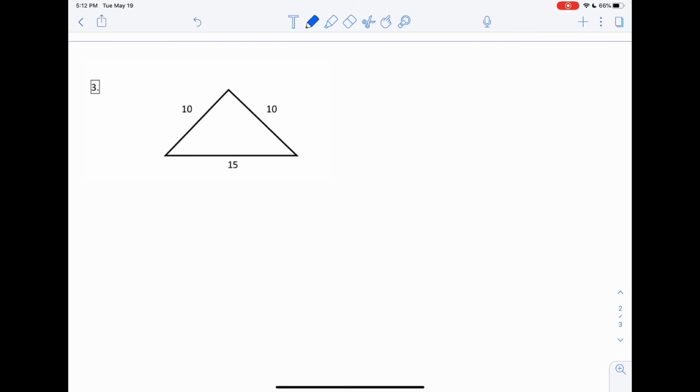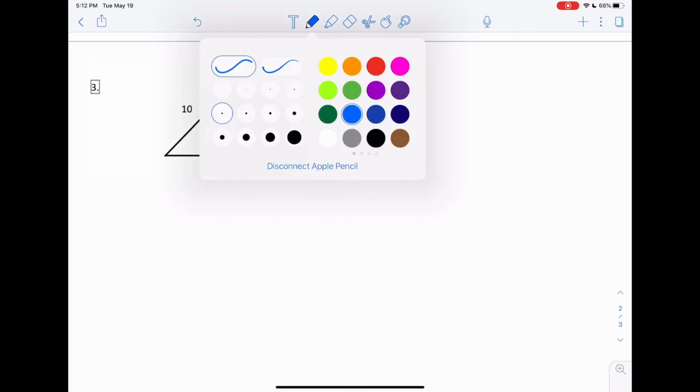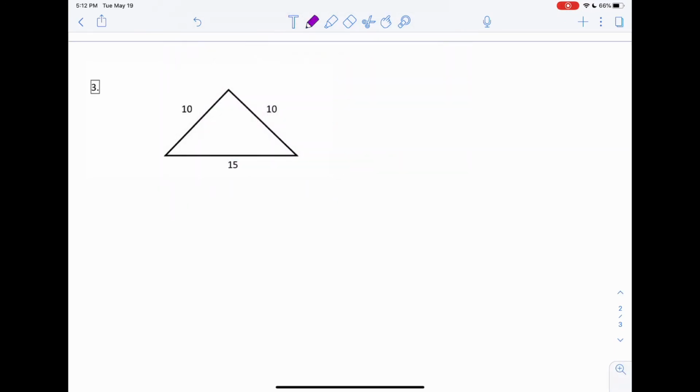Okay, so let's do one more example. Pause the video. See if you can do it on your own. Okay, I'm going to change it up. Change up my colors too. So I can have leg squared plus leg squared equals hypotenuse squared. I know that the longest side has to be my hypotenuse. That's 15. So I'm going to substitute in 15 for my hypotenuse. And that means that my legs are 10 and 10.